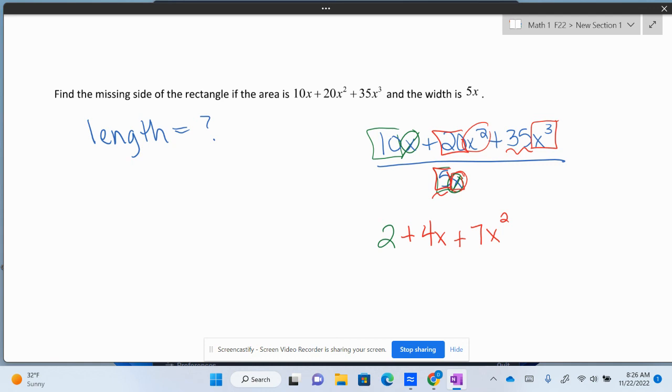So now we just need to put it in descending order. So my length is what? What's the largest degree monomial that has to come first? 7x squared. And the next one? Positive 4x. And the last one? Yep, there you go.